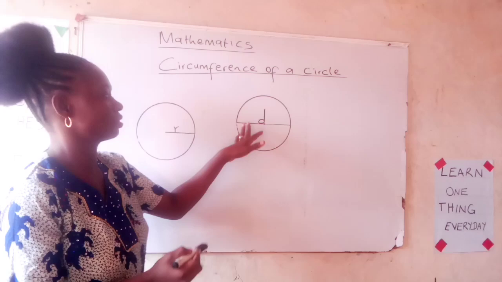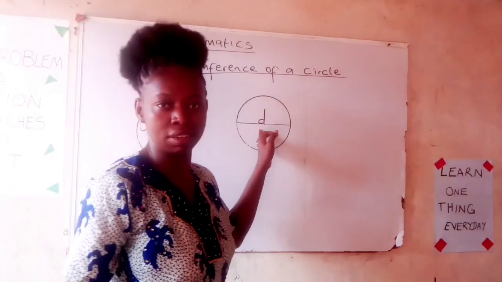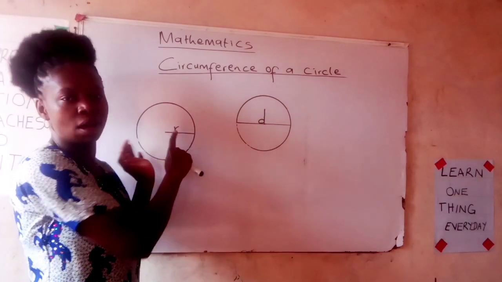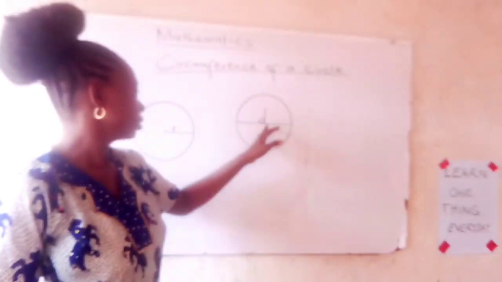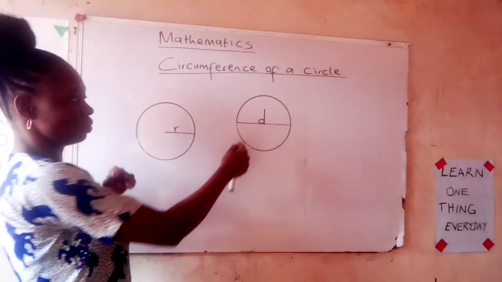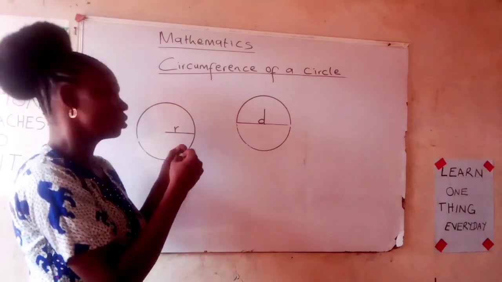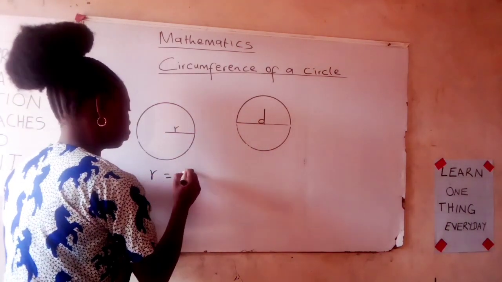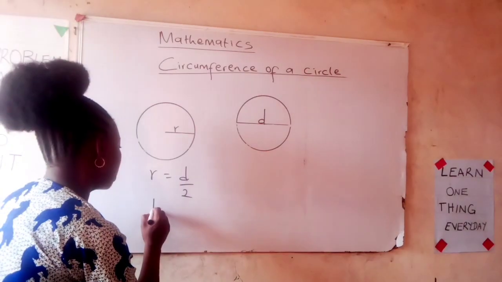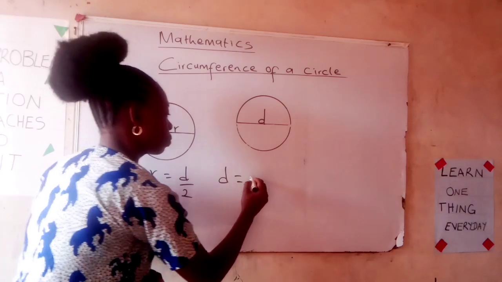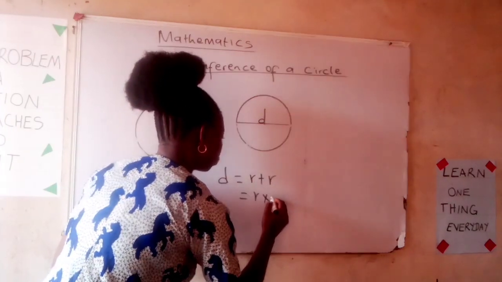So when you look at this, what can you observe? Do you notice that the R is half of the D? Yes. D is twice R. So whenever you are looking for the radius and you're given the diameter, you simply divide the diameter by 2 to get R. Because when you look at it, this diameter is 2 of this R. So R is equal to D over 2. Or diameter D is equal to R plus R, or R times 2.